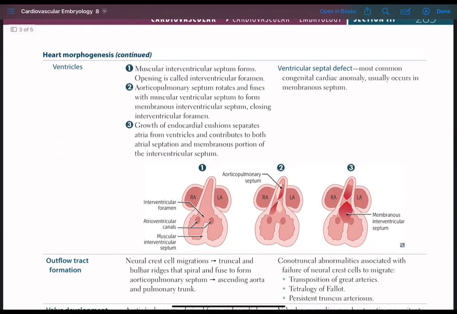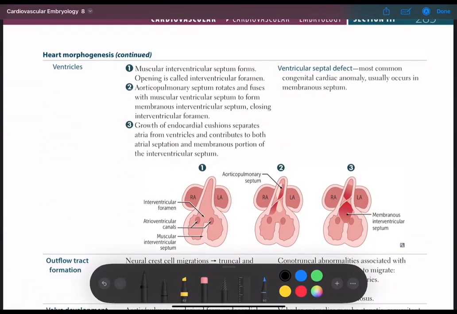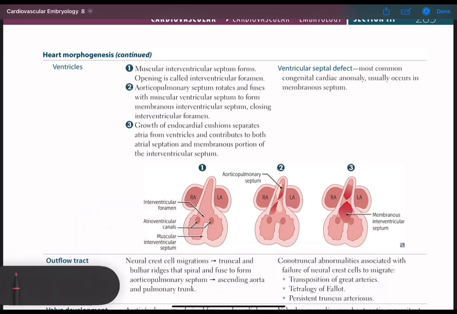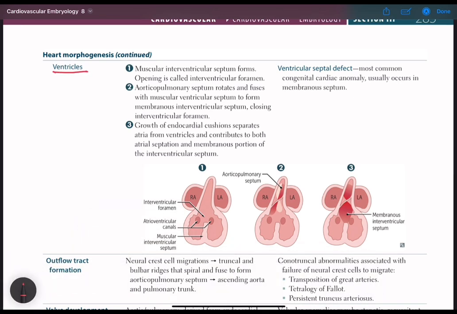Now, after that, we have ventricular septation. Same as atrial septation, a muscular interventricular septum forms and the opening is called the interventricular foramen. A septum known as the muscular interventricular septum develops and the opening or the connection is known as the interventricular foramen.